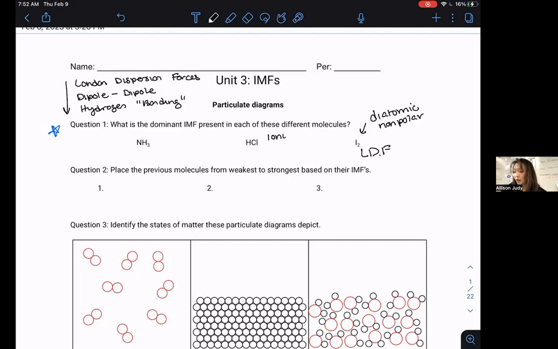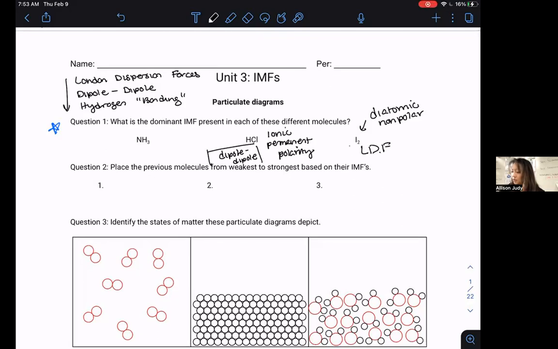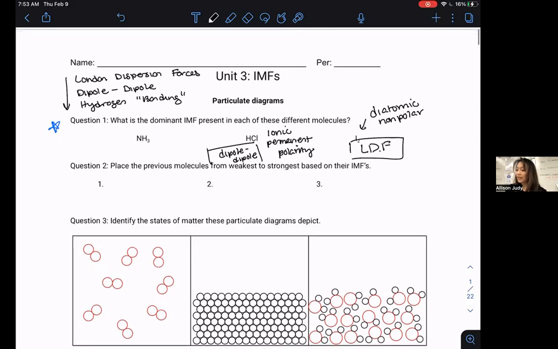example of an ionic compound, which means there is a permanent polarity, not just dipole, but a permanent polarity, the most extreme version of a dipole you can get. And so we know that this is going to engage in not only LDFs, but also dipole-dipole. Okay. And so that is the dominant IMF present. And then we look at NH3.